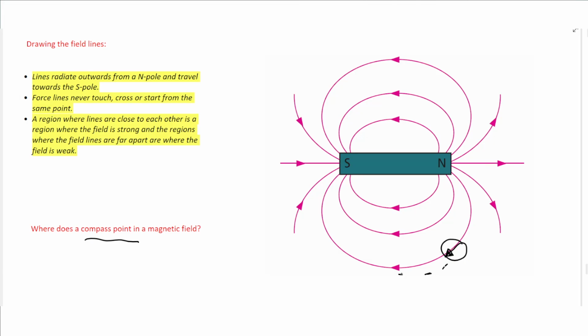These field lines are always close to each other at the poles, and they get wider apart going further away from the poles. You must always make sure that these lines do not intersect, do not start from the same point, and are not parallel to each other.